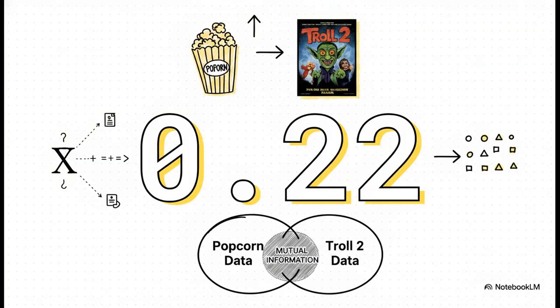So after expanding the summation and crunching the numbers for all 4 combinations of our popcorn and Troll 2 data, our total mutual information comes out to 0.22. Now this is a baseline numeric value. By itself, yeah, it's just a number. But we can now calculate the mutual information for other variables in our data set and compare them to this 0.22 to see which variables are actually the most useful for our predictive models.